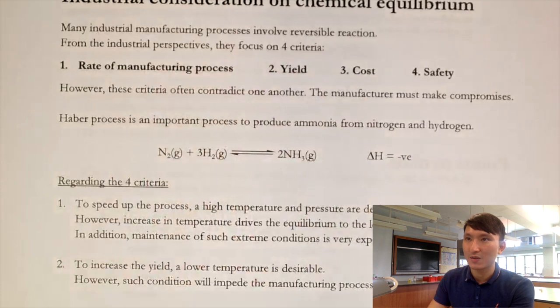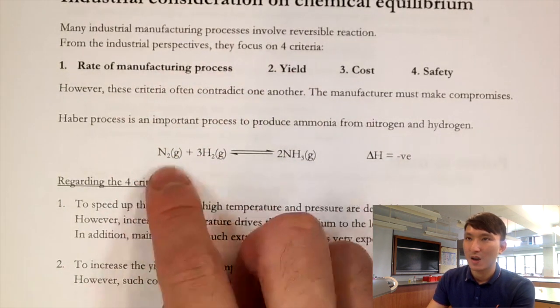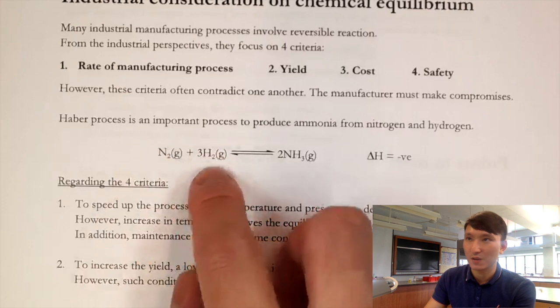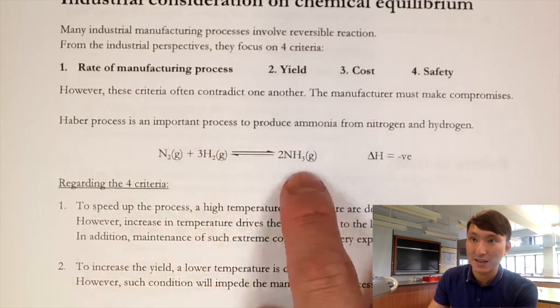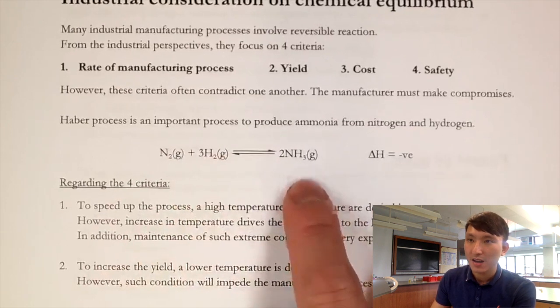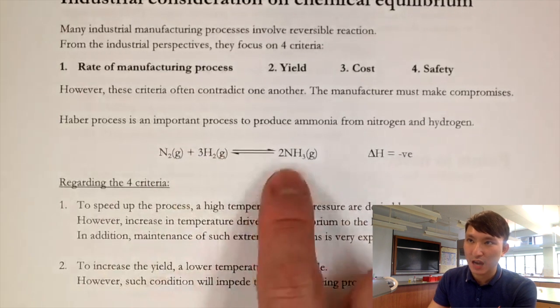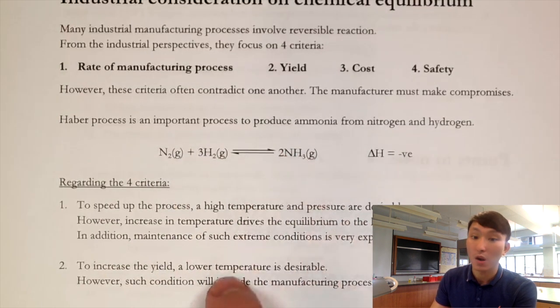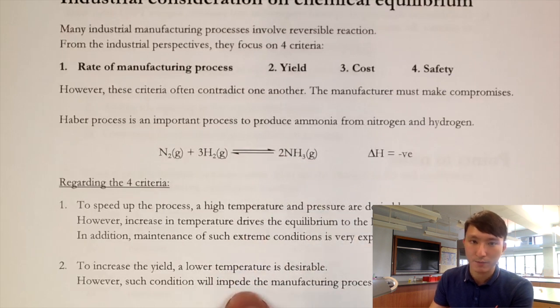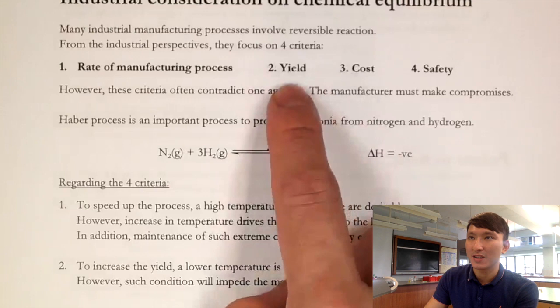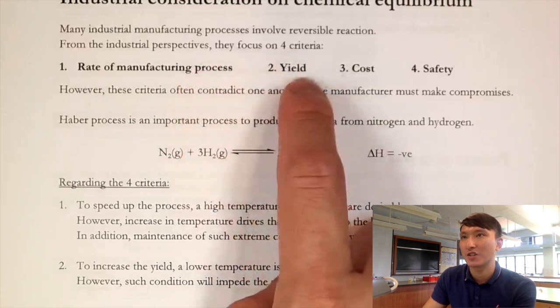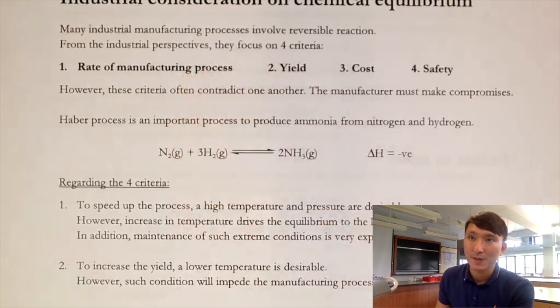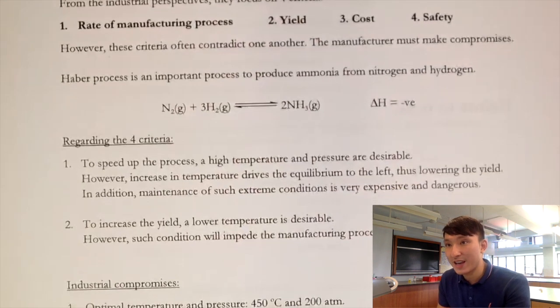If I have all the nitrogen and all the hydrogen converted into ammonia, that would be the best situation. However, if you want a high yield, what you have to do is lower the temperature, okay? But lowering the temperature will result in a slower manufacturing process. So again, this second point contradicts the first one, okay? So how do you get things done?